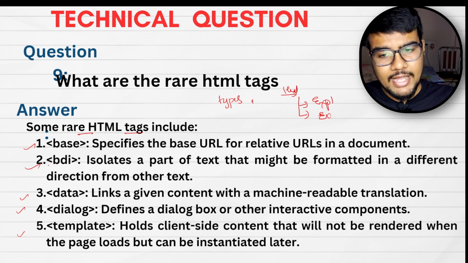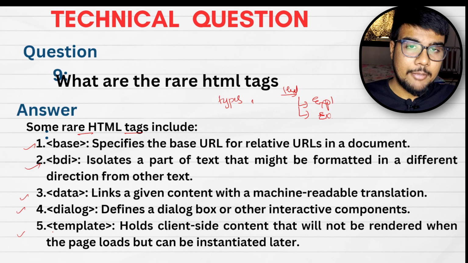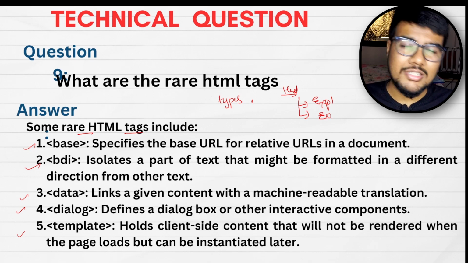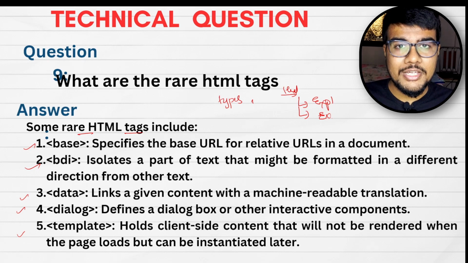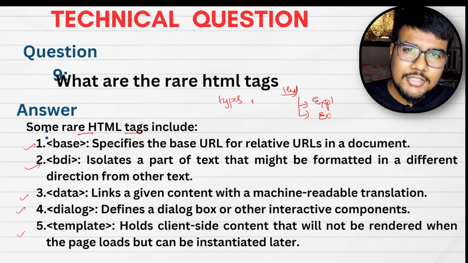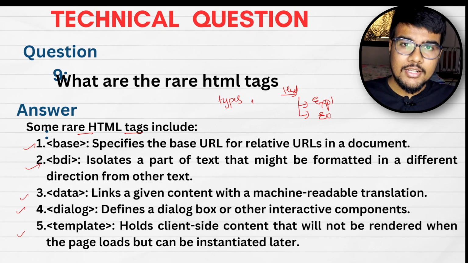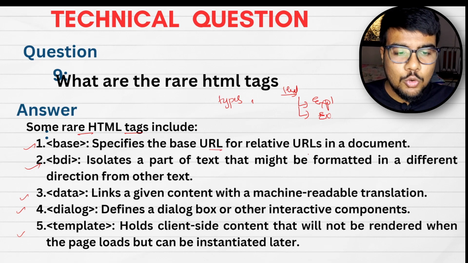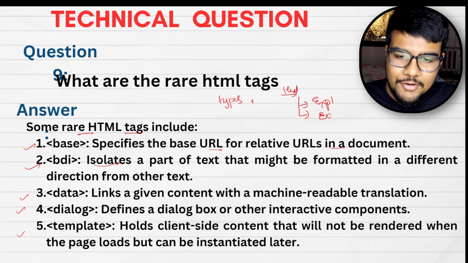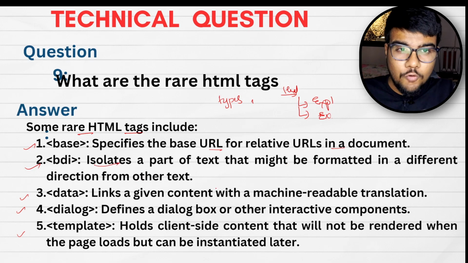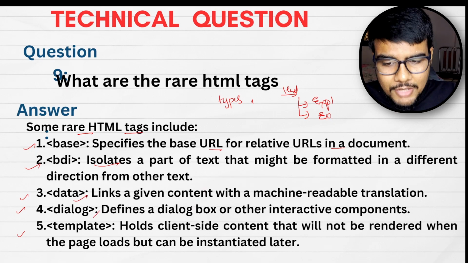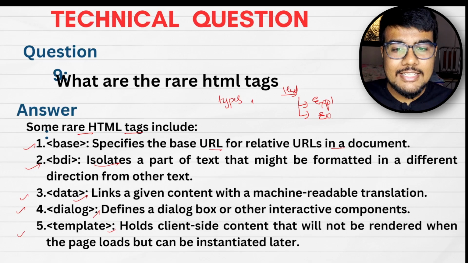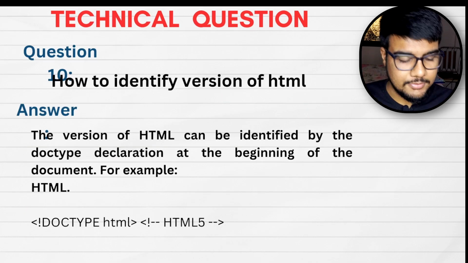Same like this. Some rare HTML tags include base, BDI, data, dialog, template. And have a pause. It might be that the interviewer is not interested in listening to the type definitions, but when he necessarily wants you to speak about all the types, then he will definitely ask you, please specify those types. Then tell, okay, so base specifies the base URL of the relative URLs in the document. Similarly, BDI isolates a part of text that might be formatted in a different direction from the other text. And similarly with data, dialog and template. You need to follow this particular format when you are telling your answer.